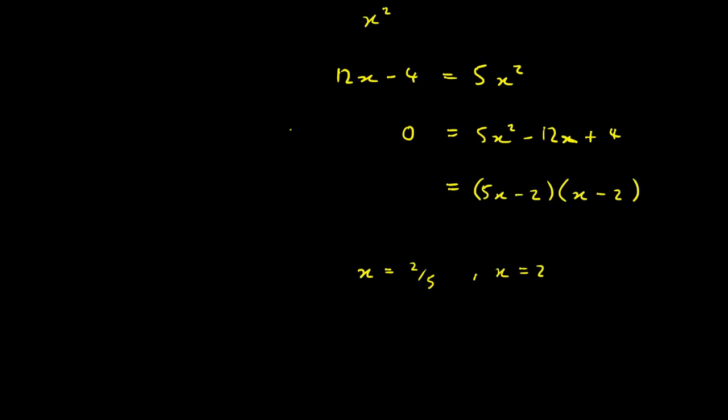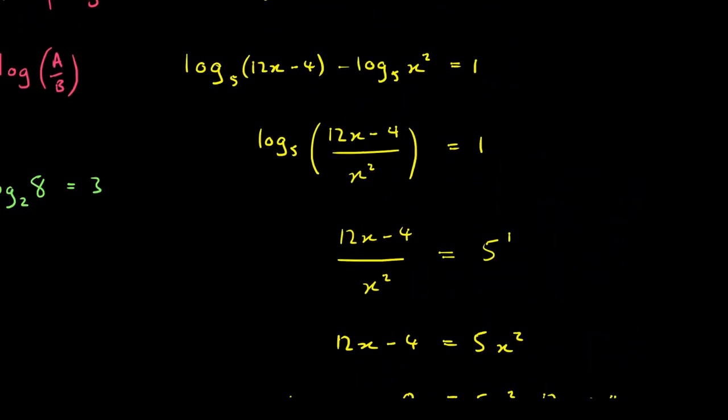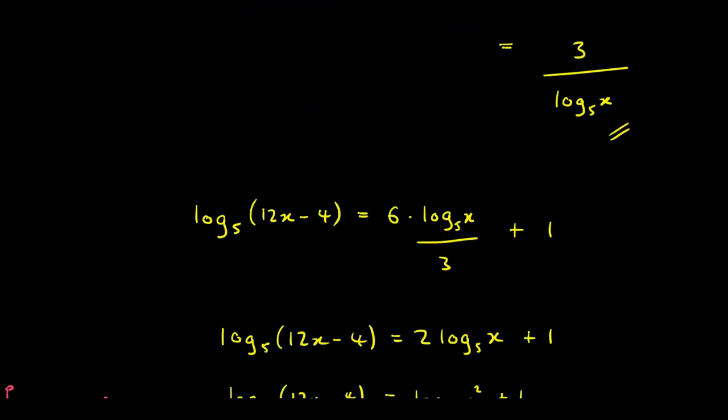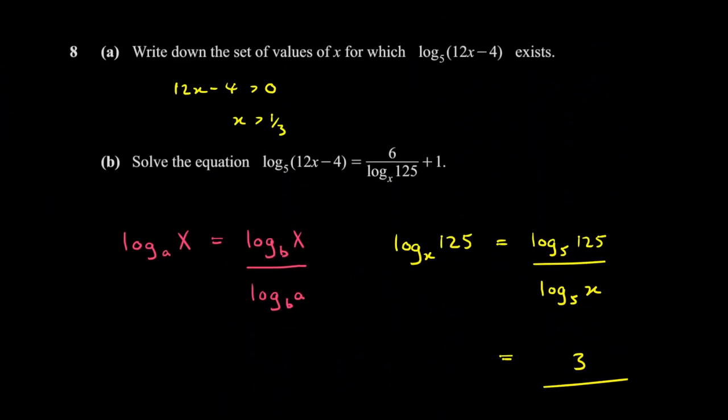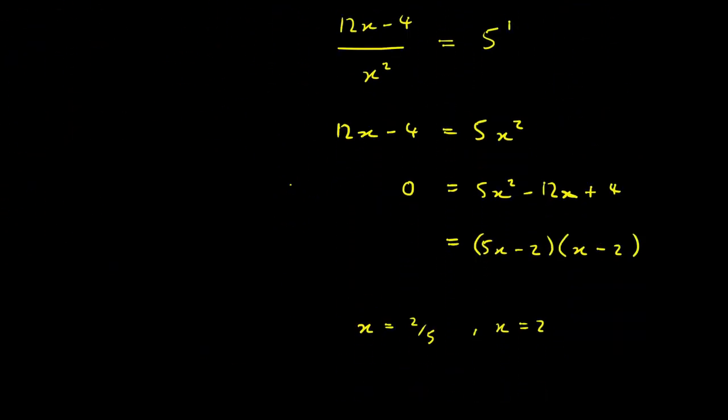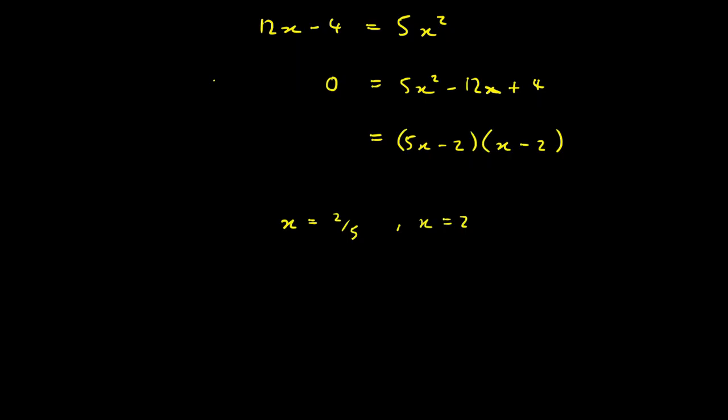Now, I should just be very careful at this point because it may be the case that one of these isn't valid, right? Because if we remember at the start, part A, write down the set of values of x for which that logarithm exists. So all the x's need to be greater than a third. Well, let's just go down. Are both of those values greater than a third? Well, yes, right? Because that's 0.4, which is bigger than 0.33, and that's obviously bigger than a third as well, right? So both of those solutions are acceptable, but just be aware because you may be asked a situation where one of the solutions isn't acceptable, and you need to be careful about that.